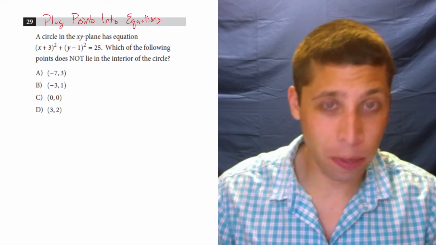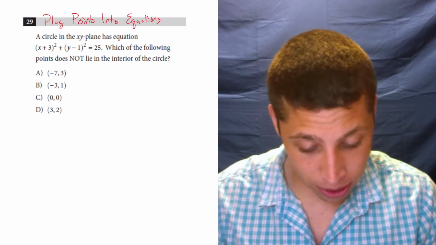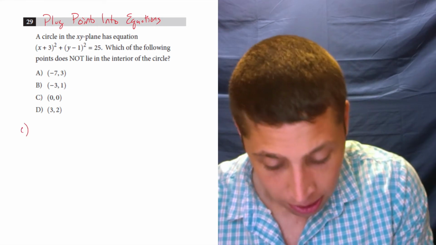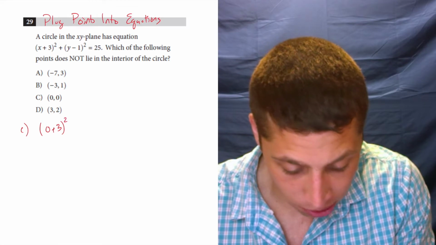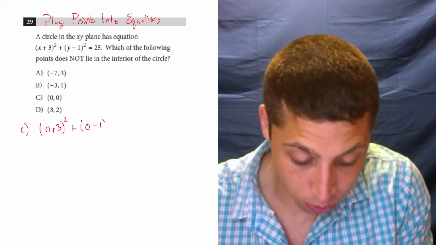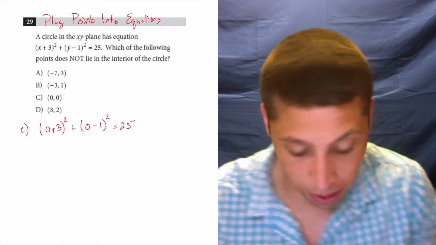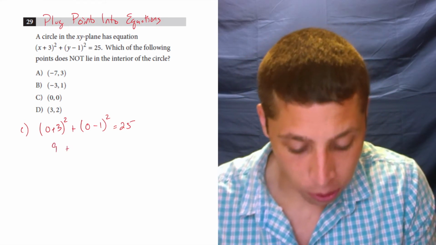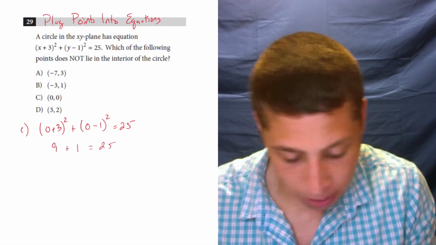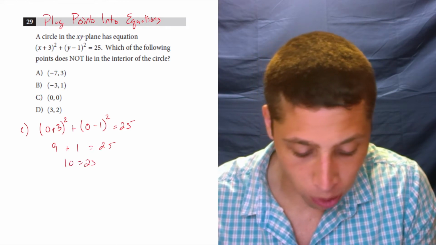I don't really know what I'm expecting to happen here, but I would do it anyway. So I would say, okay, C is going to be the point 0, 0. So that's 0 plus 3 squared plus 0 minus 1 squared is equal to 25. So 3 squared is 9. Negative 1 squared is 1. So this is getting me something weird. 10 is equal to 25.